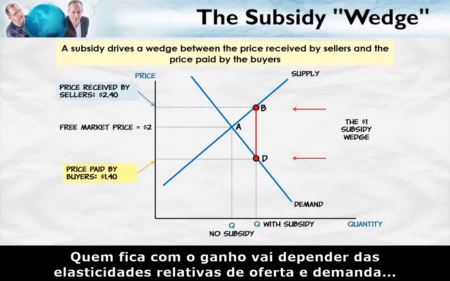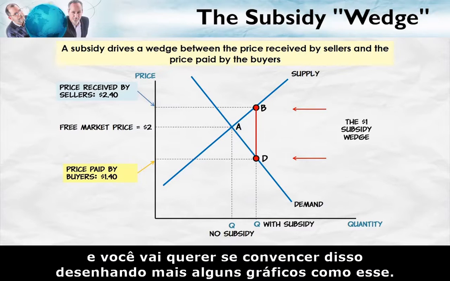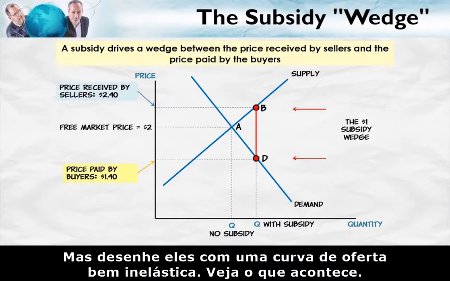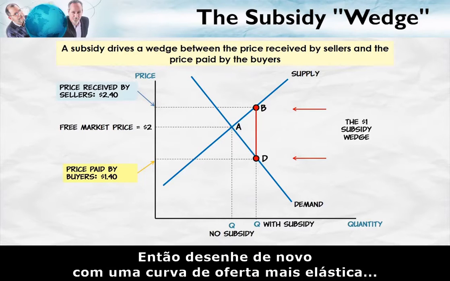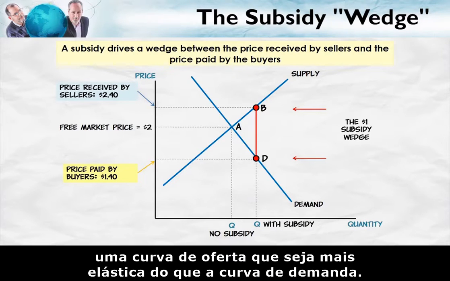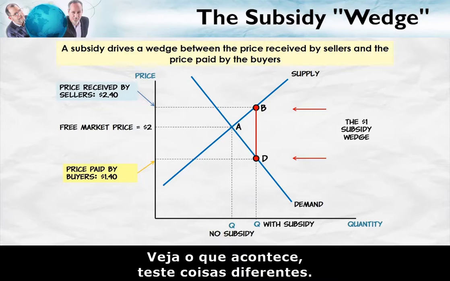Who gets the gain is going to depend upon the relative elasticities of supply and demand. And you ought to convince yourself of that by drawing some more diagrams like this, but draw them with a really inelastic supply curve. See what happens. Then draw it with a more elastic supply curve, a supply curve which is more elastic than the demand curve. See what happens. So test out different things.